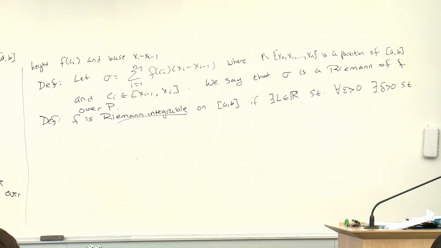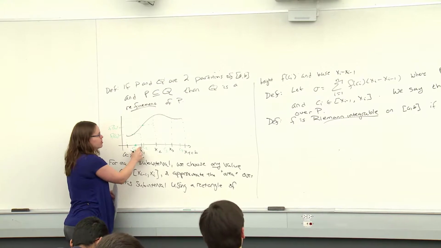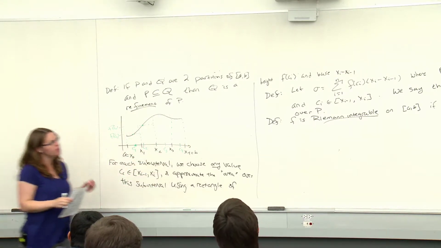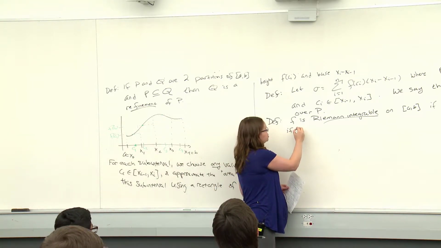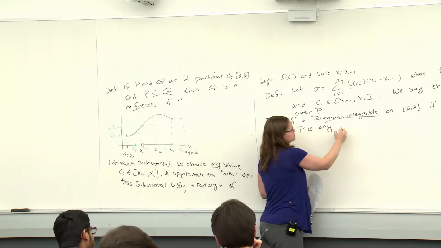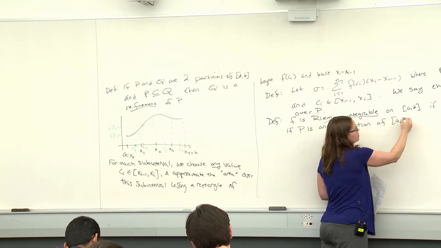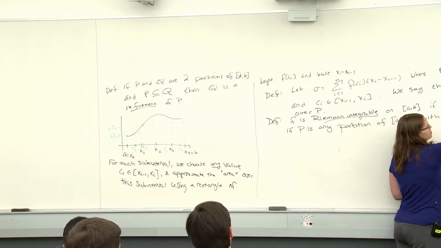Now, for a given partition size, there are many, many partitions that have that size, right? If my partition size is this width, then I could do this and this and this, and a bunch of these. I could put this and then 10 million other things in here. Those would all have the same partition size. So I'm going to say that if P is any partition of [a, b], with my only constraint being that the norm of P is less than delta.